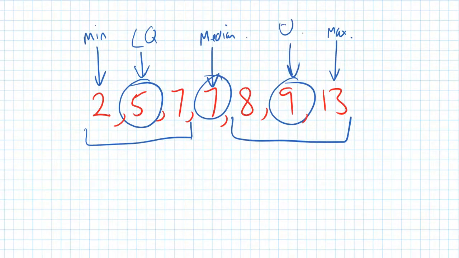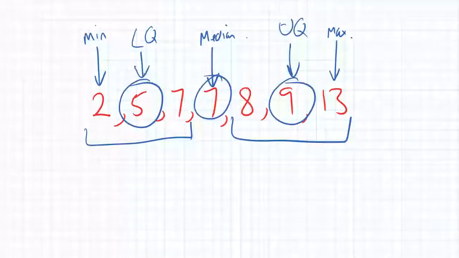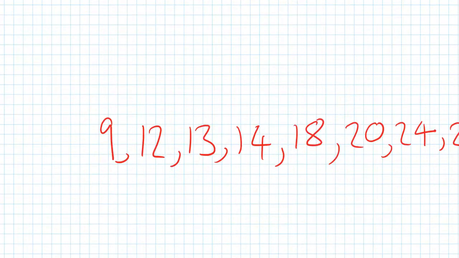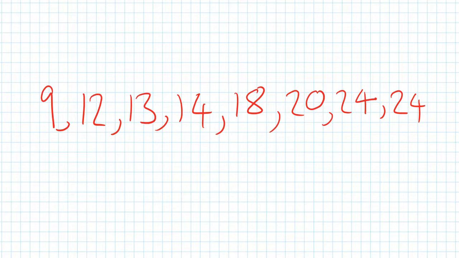And for exactly the same reasons, we're just looking at 3 numbers to the left and 3 numbers to the right of that median. So that's how we're going to work it out if we have 7 numbers. Well, what about if there were a few more numbers? What if there were 8 numbers?